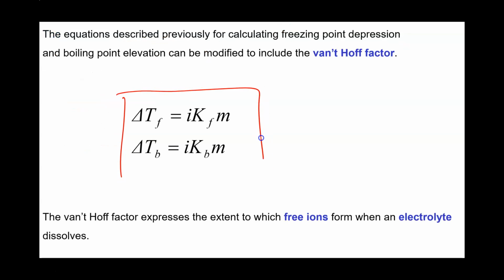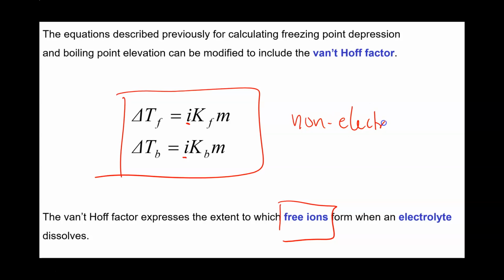So those equations that we had previously for freezing point depression and boiling point elevation can now be modified to include the Van't Hoff factor. What it is doing is giving you the extent to which free ions form when an electrolyte dissolves. Now for a non-electrolyte, something that doesn't make multiple particles when it's dissolved, i will just be equal to 1. So whenever they're talking about a non-electrolyte in these problems, then they're really just letting you know that i equals 1.